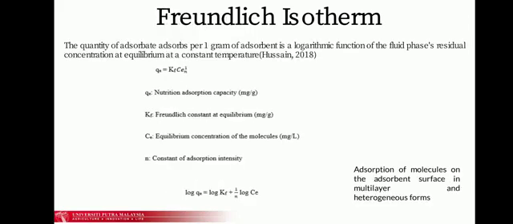Then next is the Freundlich isotherm. As with the Langmuir isotherm, we get the raw data and plot the linear equation. The assumption of this isotherm is that adsorption of the molecules on the adsorbent surface is in multiple layers.